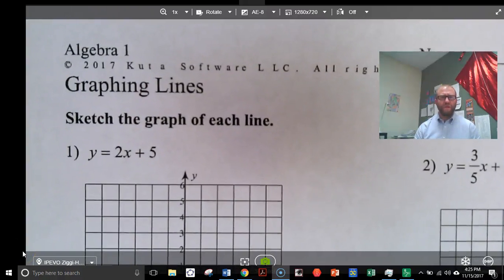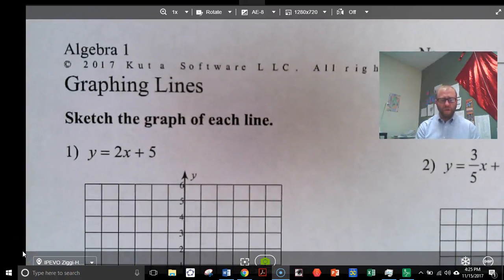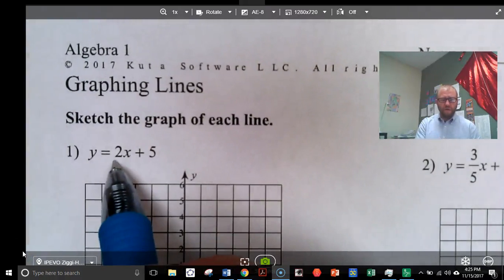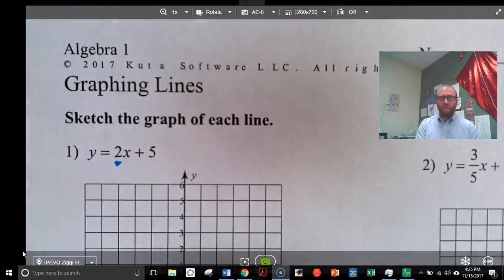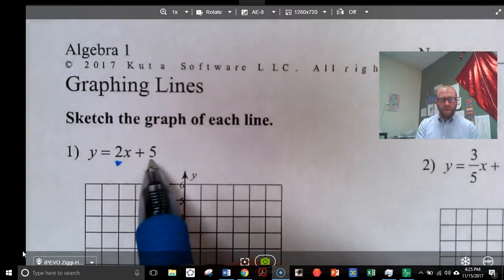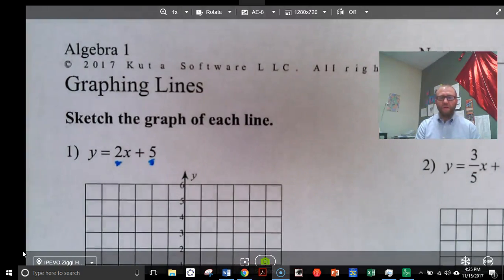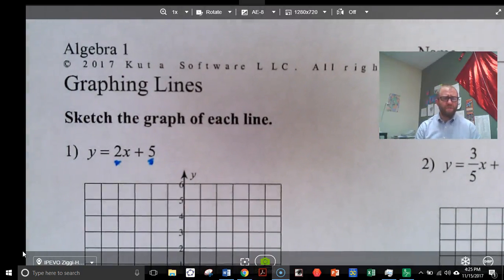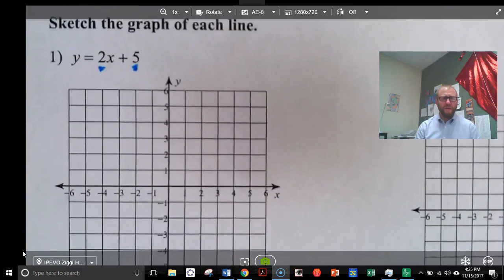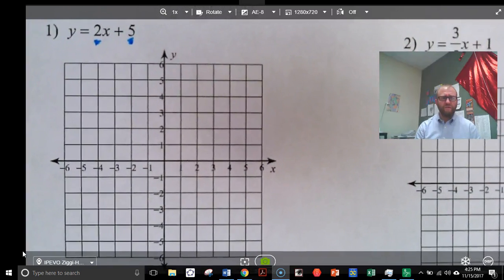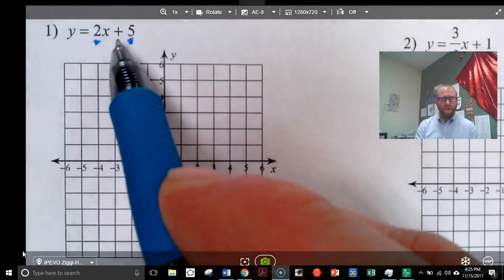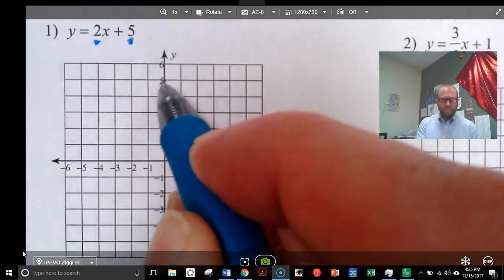Alright, in this video we're going to be graphing lines from their equations. The two things to look at here are the coefficient of x, that's the slope that tells us how steep the line is, and the constant term, the y-intercept, which tells us kind of where our starting point is on the y-axis. So whenever we're graphing a line like this, we're going to start with the y-intercept.